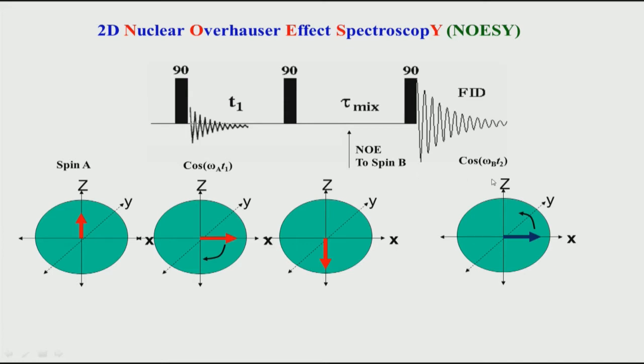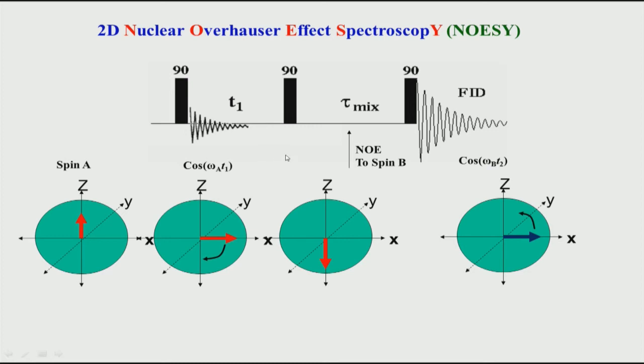So, that will cause a diagonal peak, because during both T1 and T2 it has omega A and omega A, because that will be the non-transferred part of the magnetization. So, that is a diagonal peak, and then you get a cross peak, which is A.